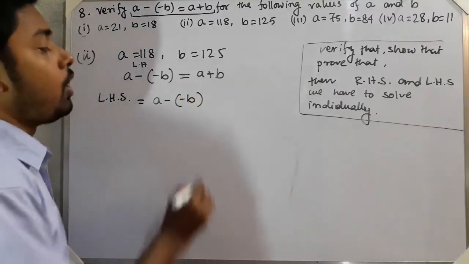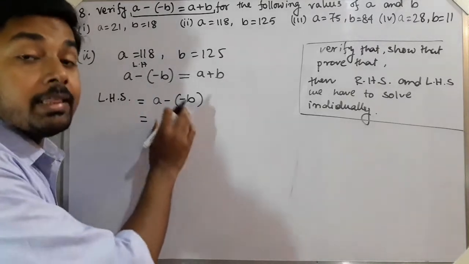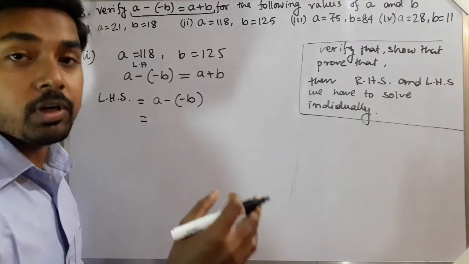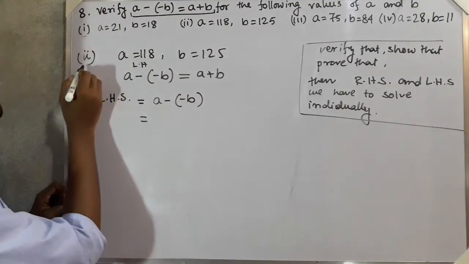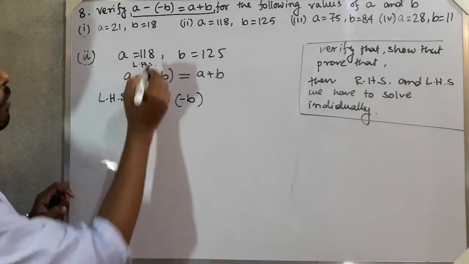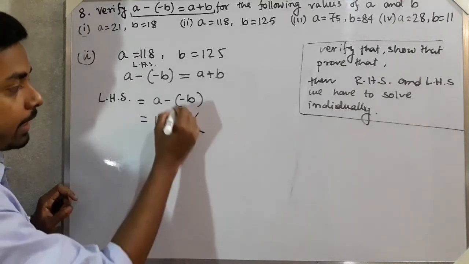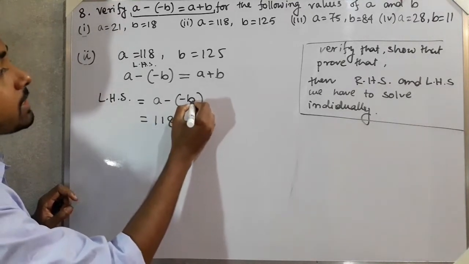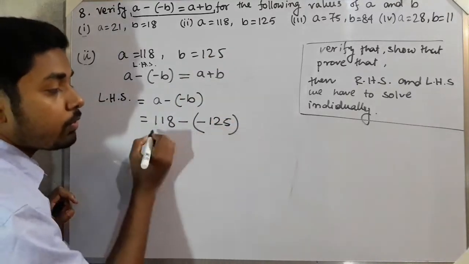Now what do we have to do? We have to put the values of a and b here, then do the calculation. We have taken question number 2 here. So what is the value of a? 118. Then minus, then bracket, then minus, then b is equal to what we are given? 125. Is it clear what we have written?